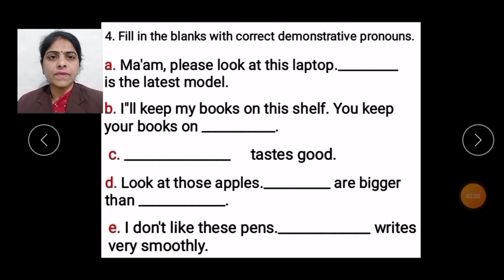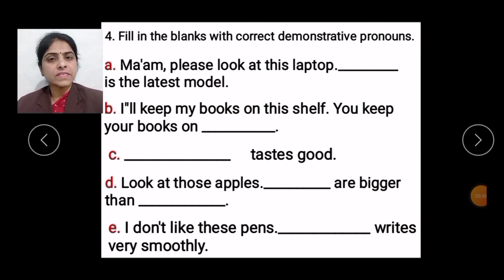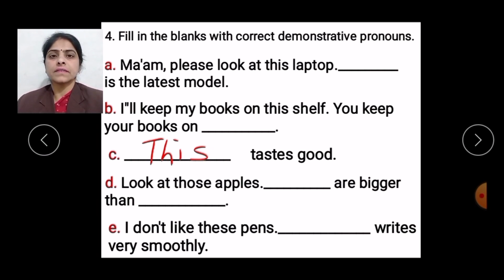Now, let's have the next one. I'll keep my books on this shelf. You keep your books on blank. The correct demonstrative pronoun for this sentence is that. The next one is blank tastes good. As you can observe in this sentence, the verb taste is in singular form. So, the demonstrative pronoun also should be singular, and that is this.